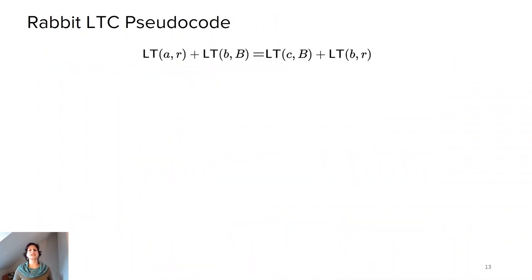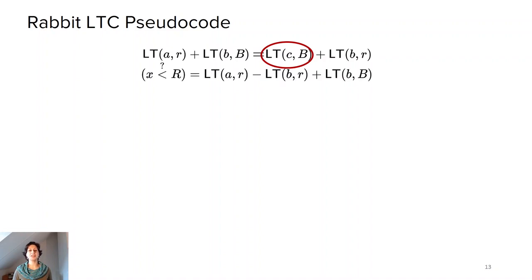So this is exactly the expression I showed you in the previous slide. I remind you, we are interested in the less than function between C and capital B, so that would be our x less than R question. And then if we rearrange the terms, this is exactly what we need to compute: 3 invocations of the less than function.